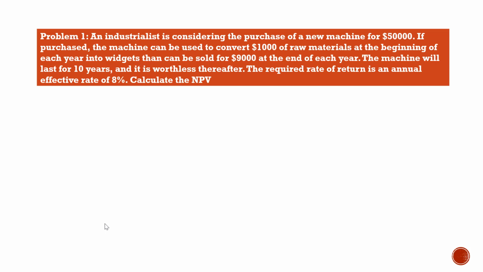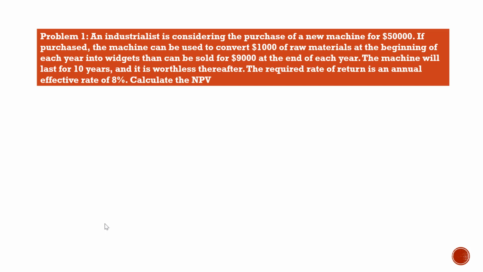Problem number 1, an industrialist is considering the purchase of a new machine for $50,000. If purchased, the machine can be used to convert $1,000 of raw materials at the beginning of each year into widgets that can be sold for $9,000 at the end of each year. The machine will last for 10 years and it is worthless thereafter. The required rate of return is an annual effective rate of 8%.